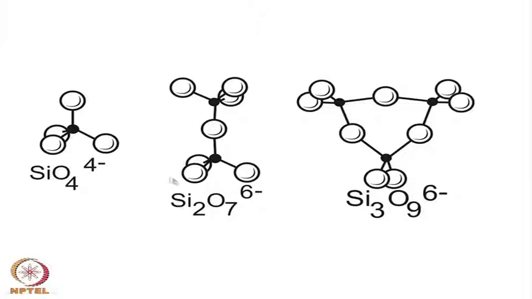So, if this 4 positive charge, this 4 negative charge has to be satisfied by combining with other groups, and that way it can have many complex structures. Now, when 2 of such units are joined together by a common oxygen, this particular oxygen is common to this tetrahedron and also the other tetrahedron.